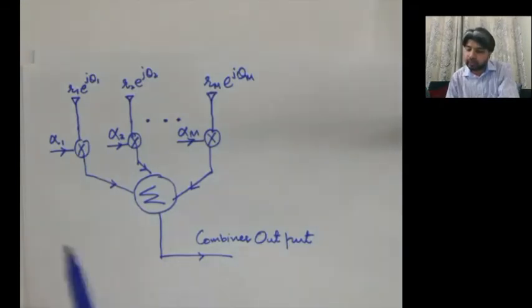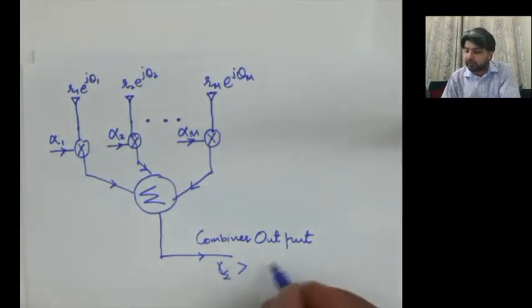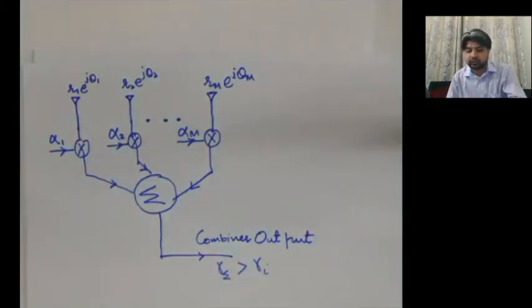And then, you would do this in the hope that your gamma sigma, which is your signal to noise ratio at the combiner output, is greater than your branch signal to noise ratio, which is given as gamma I. So that is your system model at the receiving end.